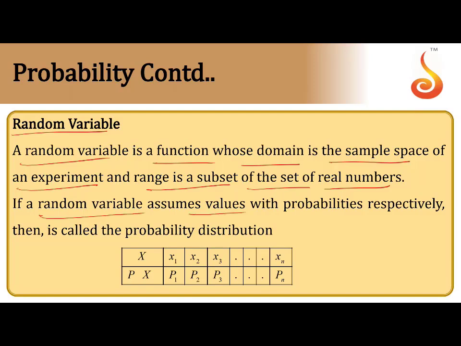If a random variable assumes values with probabilities respectively, then it is called a probability distribution function. So that means x is the range of the experiment. It has elements x1, x2, x3 and so on up to xn, and the corresponding probabilities p1, p2, p3, up to pn. There are some conditions for the distribution table. In the distribution table, these are the elements and corresponding probabilities. The sum of the probabilities is always equal to 1.